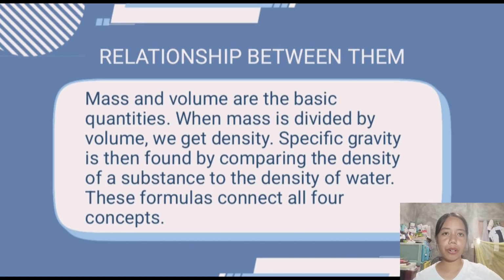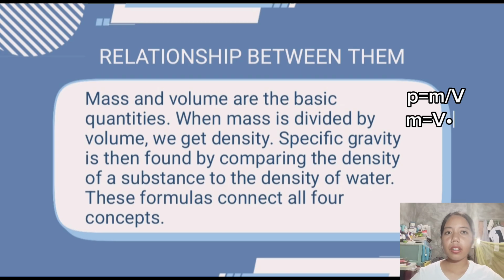So, how are they related? Mass and volume are the base quantities. When you divide mass by volume, you get density. That's the formula. Density is equal to mass over volume. If you rearrange it, you can find mass using mass is equal to volume times density, or volume using volume is equal to mass over density.